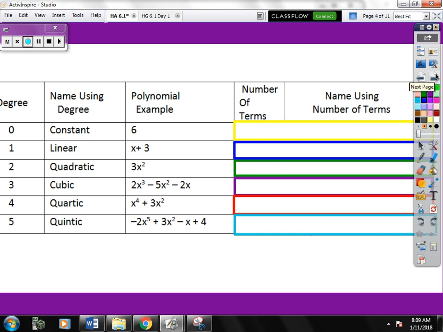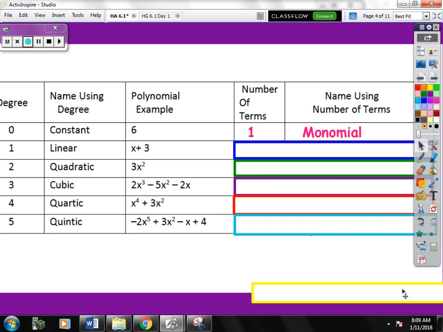Okay. All right, so if it has a degree of 0, it's called a constant function. An example would be just 6. You can also classify this by the number of terms. This only has one term, so that would be called a monomial. So below they'll ask you to simplify and classify. They'll say by degree and by the number of terms. So there's two different classifications.